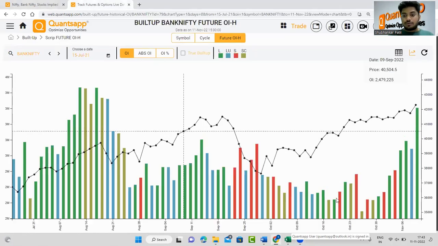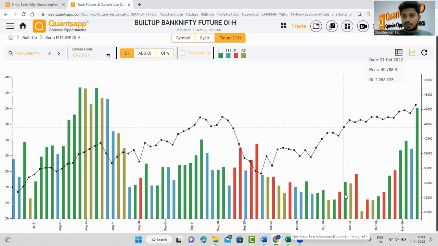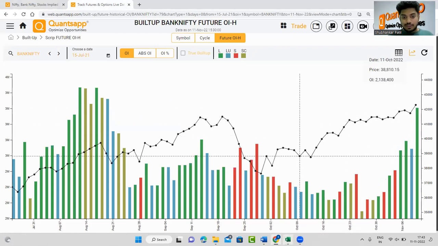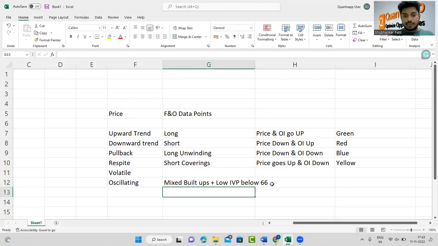The second thing we know is that a lot of mixed cues or mixed buildups are happening in Bank Nifty. So that indicates one simple thing: mixed buildups plus low IVP. You can consider IVP below 66. It will tell you that the markets might not be trending, it might not be a volatile market, it would be more of an oscillating market.